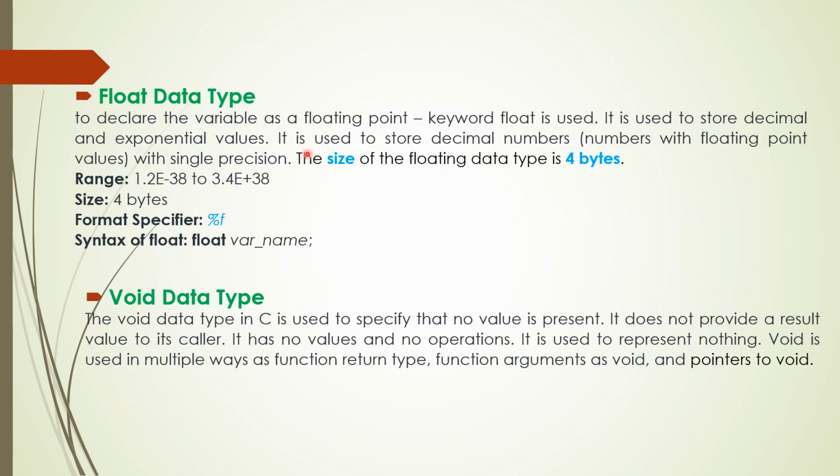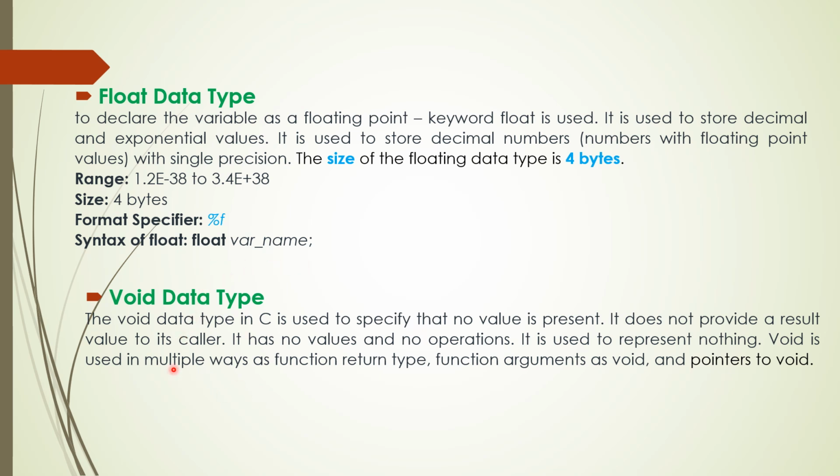Floating point and integer data types differ in that when we have decimal values, we use the floating data type. If it is a whole number, then we go with the integer data type. So in floating point, we use the keyword float, the size is 4 bytes, the format specifier is %f, and the syntax of the float data type is float variable.